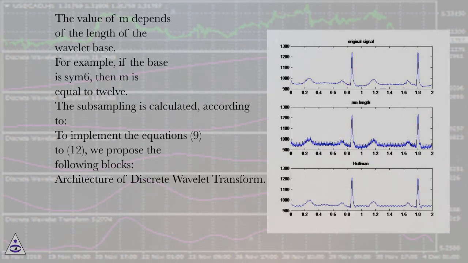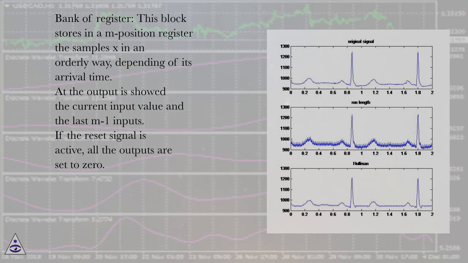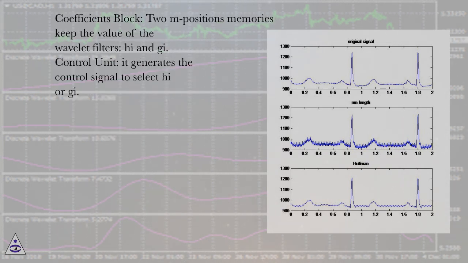Architecture of discrete wavelet transform. Bank of register, this block stores in an M position register the samples x in an orderly way, depending of its arrival time. At the output it showed the current input value and the last N-1 inputs. If the reset signal is active, all the outputs are set to 0. Coefficients block, 2 M positions memories keep the value of the wavelet filters, h and g. Control unit, it generates the control signal to select h or g.